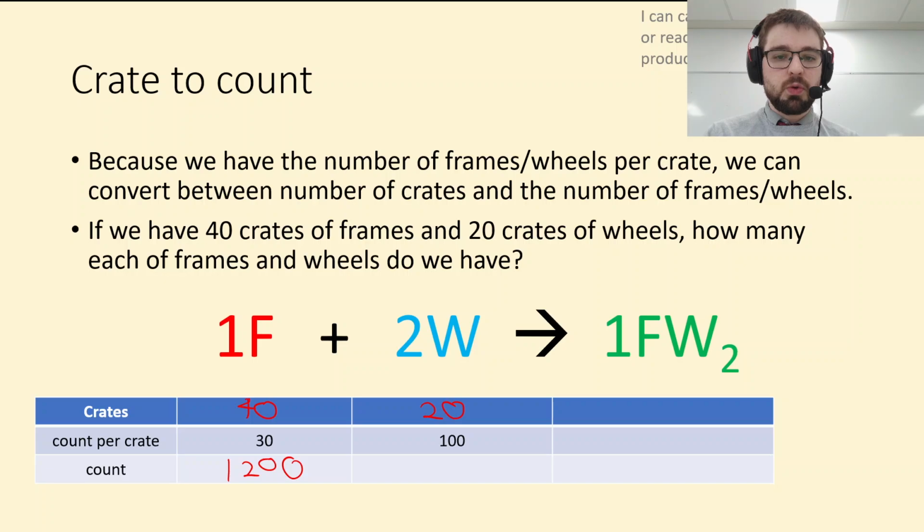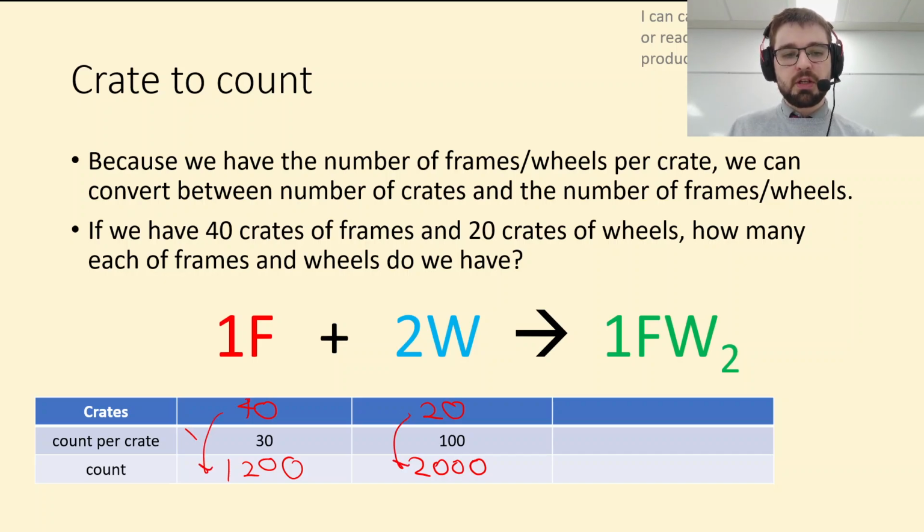If we've got 20 crates of wheels and each crate has 100 in it, we could just say there's 2000 wheels. So you can see how many there are per crate is just the ratio between this and this. Or the way we've set it up is if you times the top two, you'll get the bottom one.